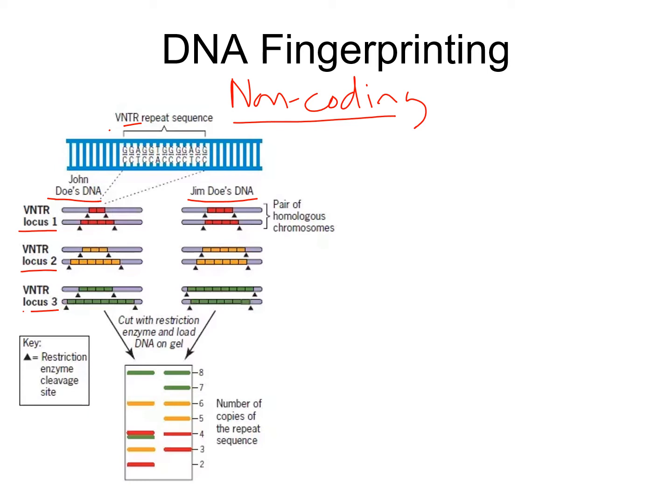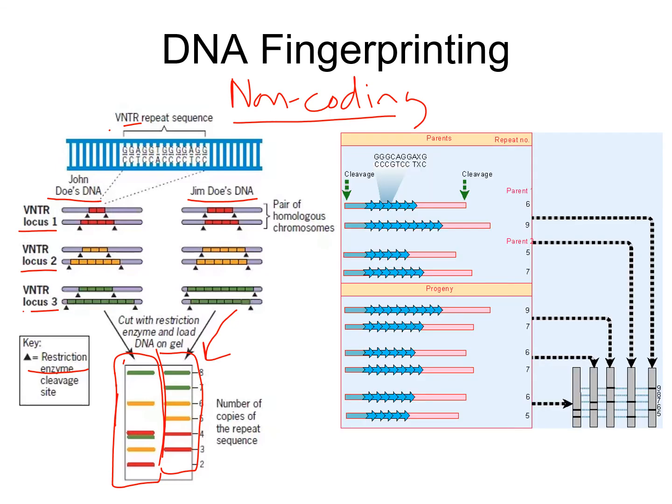So what you would do in the DNA fingerprinting process is take the DNA from those 3 areas, cut with a restriction enzyme, and then run those samples on a gel. And in this case, you would come up with 2 different profiles. The fragments are different depending on the number of repeats. And you get 2 different profiles, which means that DNA comes from 2 different people.